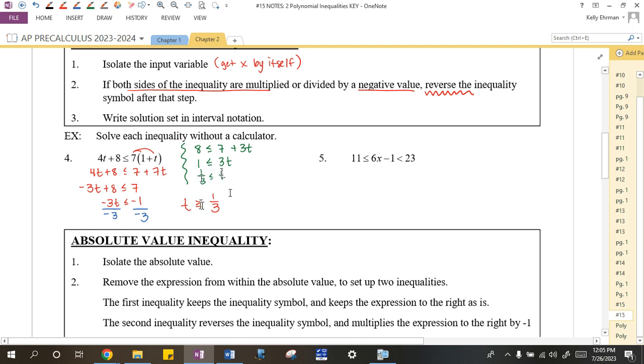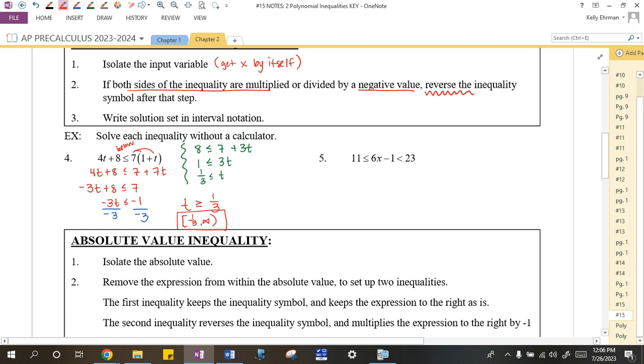So if you move your independent variables so that you never have a negative coefficient, then you don't have to worry about that. But if you do have a negative coefficient, when you divide by that negative, you've got to switch your inequality because it makes the relationship the same. All right, so t is greater than or equal to 1/3. In interval notation, that's 1/3 to infinity. That's our solution set. If we were to graph this thing, we would say, when is the line on the left below the line on the right? And it would be for any t value 1/3 to infinity.